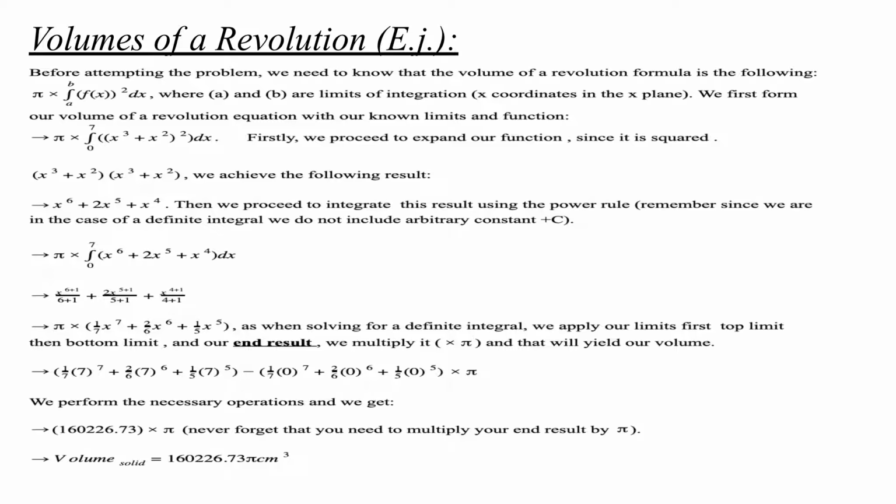Never forget that you need to multiply your end result by pi. Therefore, the volume of the solid form is 160,226.73 pi centimeters cubed. We use centimeters cubed because we are always dealing with volumes. We need to use the arbitrary units centimeters cubed.